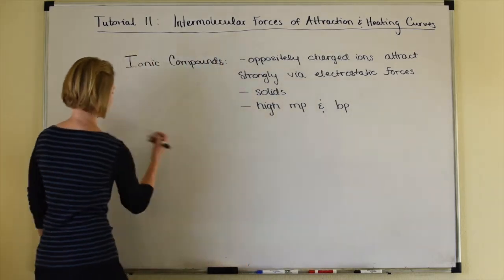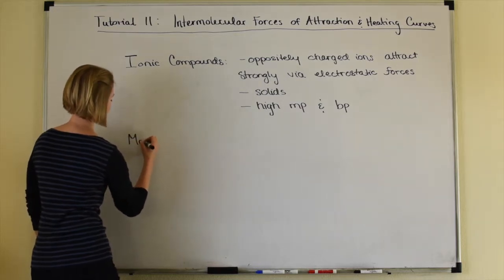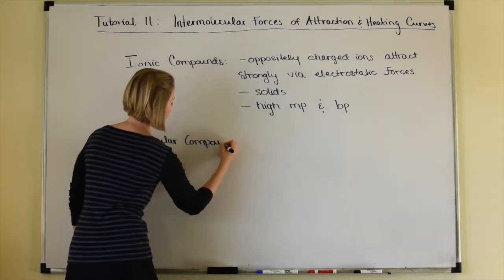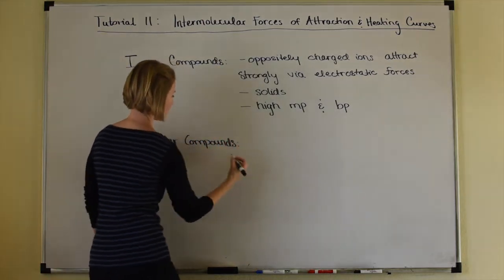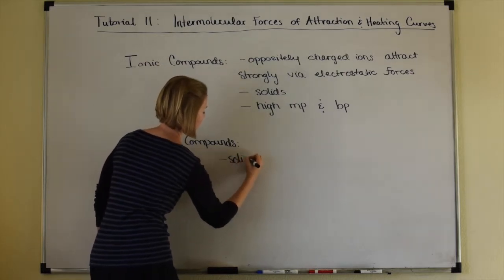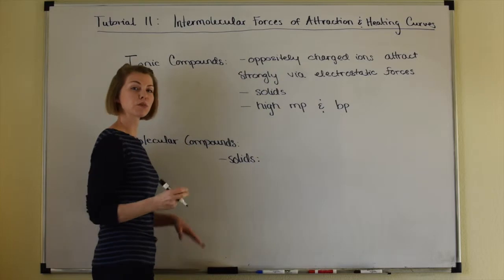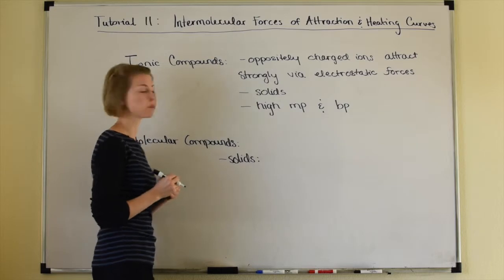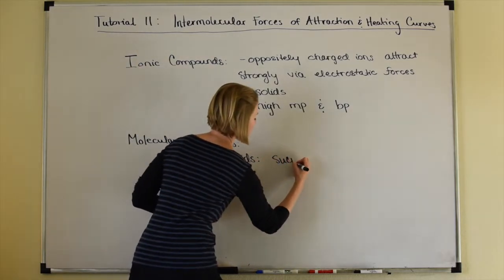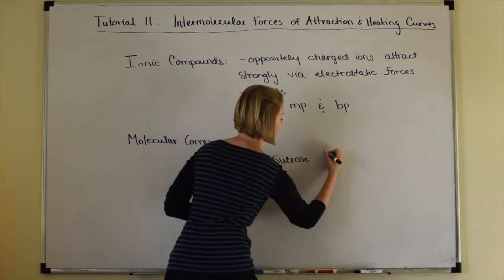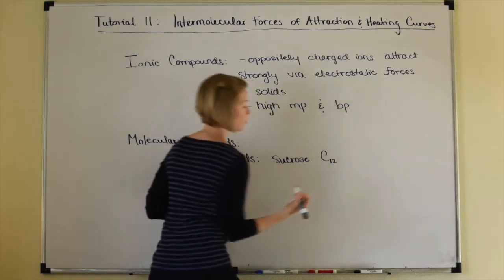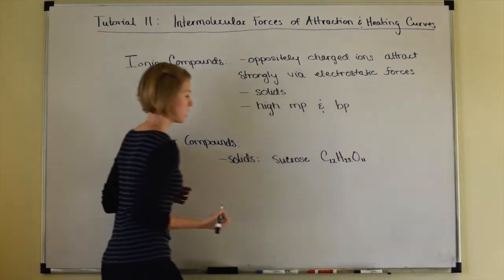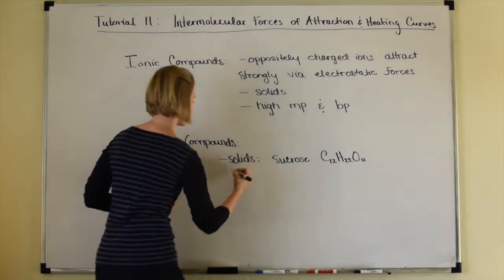So let's just write a little bit of that down here. Okay, so molecular compounds. So we know that they can be solids at room temperature, atmospheric pressure. Let's just write down one example. How about sucrose, table sugar, something that everybody's familiar with. Sucrose is composed of carbon, hydrogen, and oxygen. It has the formula C12H22O11. And of course, that's a solid at room temperature, atmospheric pressure.